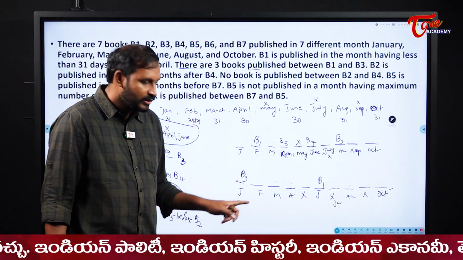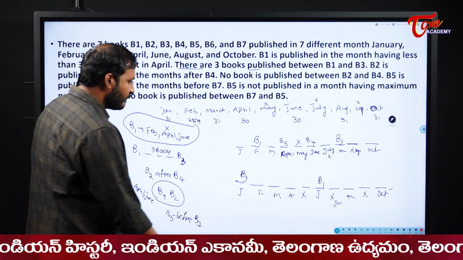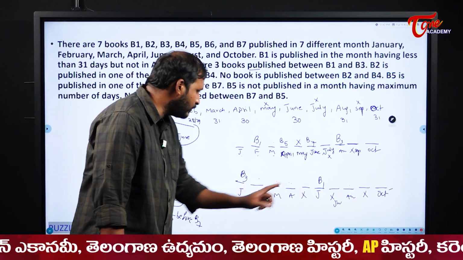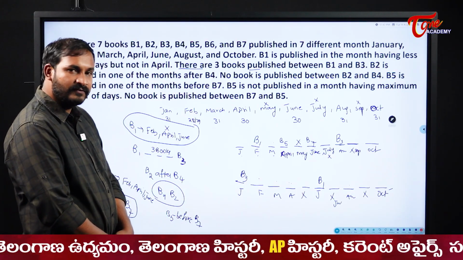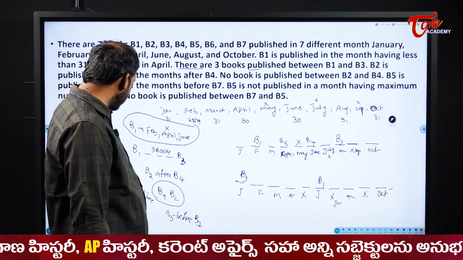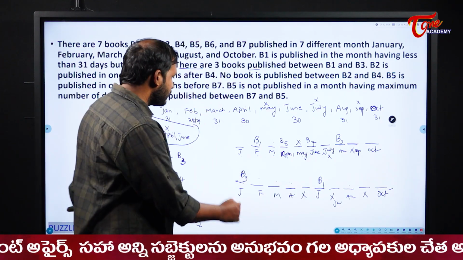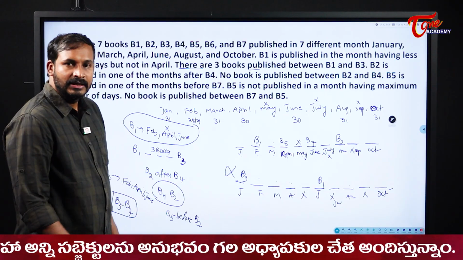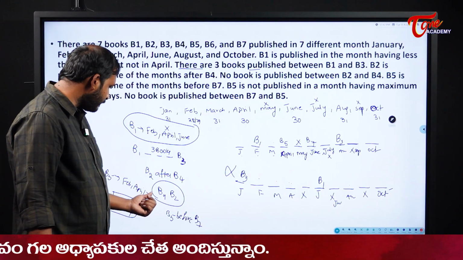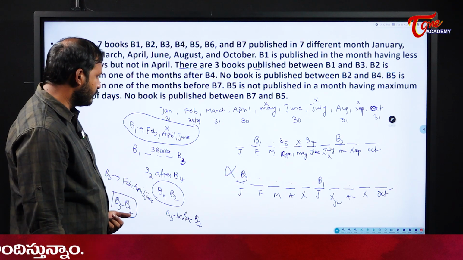Now come to this one. If I put B5 in the place of April, is it possible for me to place B7 here? No, it is not possible. If I take B5 in the month of June, already B1 is there, right? So this logic is completely cancelled. Why? Because in this case I was not able to place my B5.